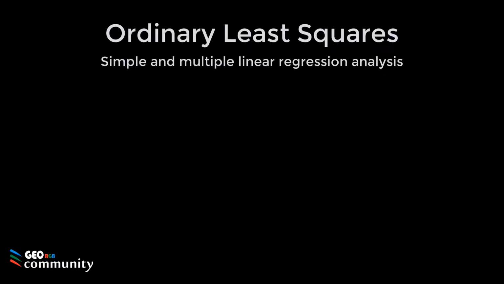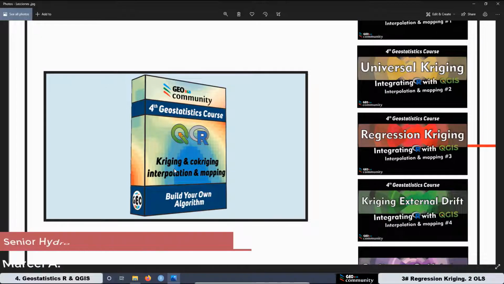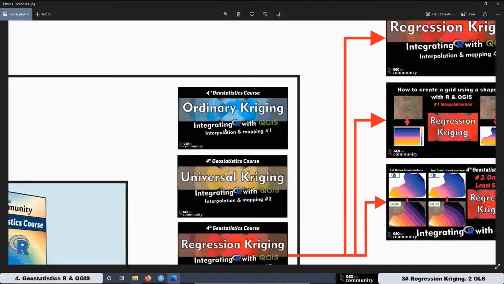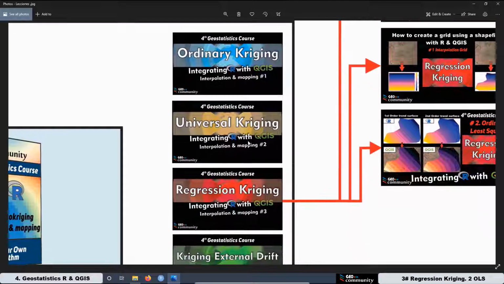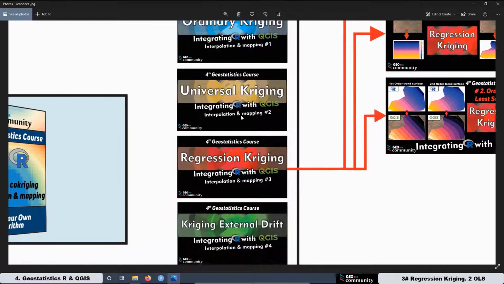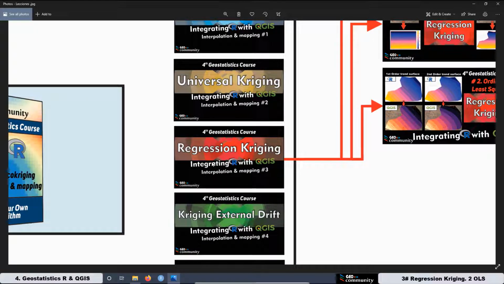Ordinary least squares, simple and multiple linear regression analysis. This is the fourth geostatistic course about kriging and cokriging interpolation and mapping. Remember that you have already available the first lesson that was about ordinary kriging, also the second lesson that was about universal kriging, and now we are working on the third lesson that is about regression kriging.